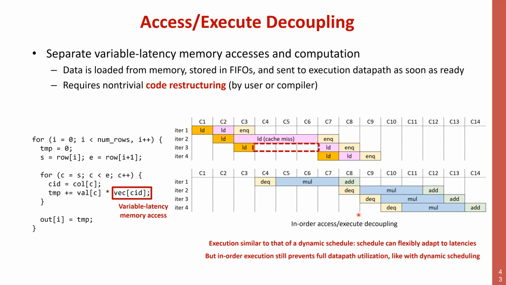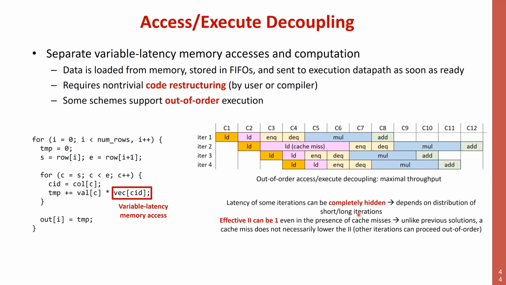Because it is the poor person's dynamic HLS, it means that it has the same disadvantage. It suffers from the fact that you are still executing in order.